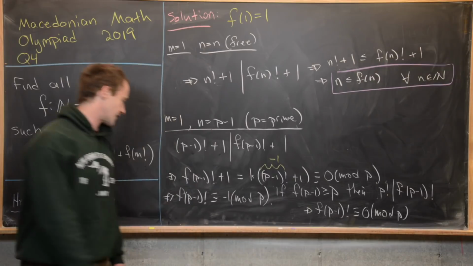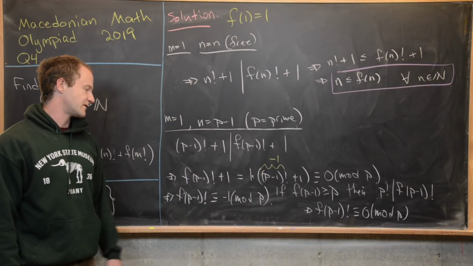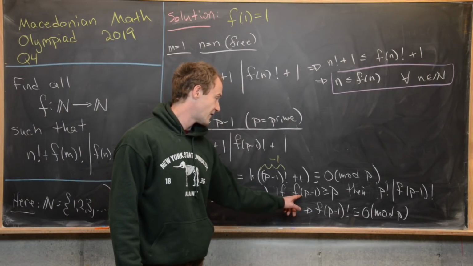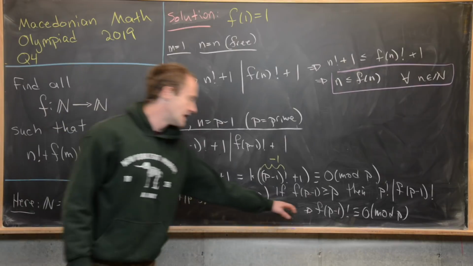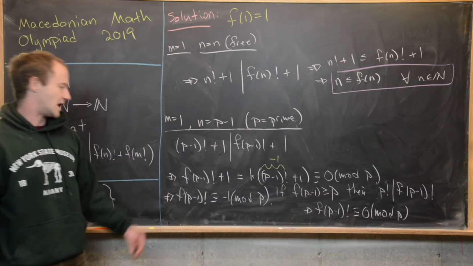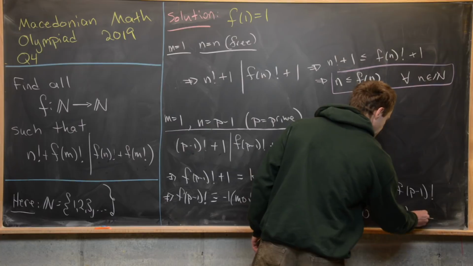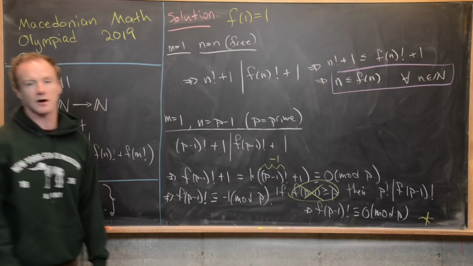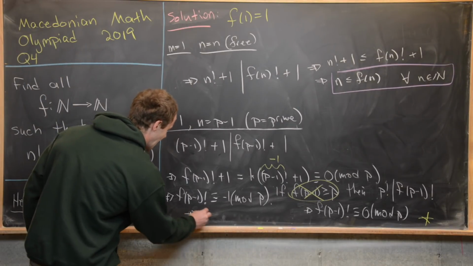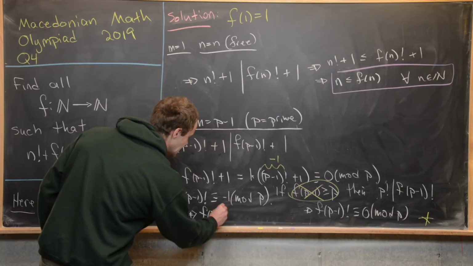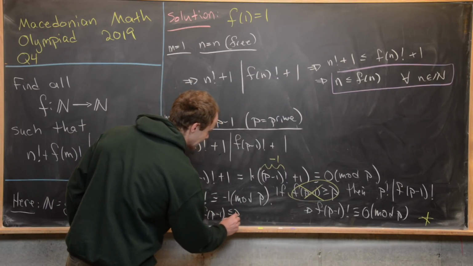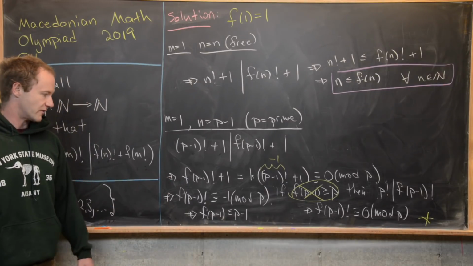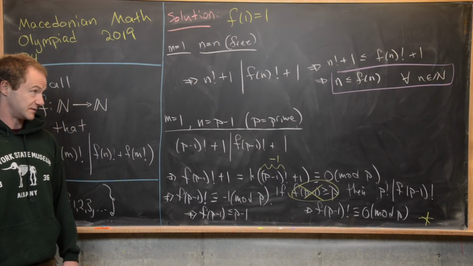So let's see what we've got over here. Here we've got f of p minus 1 factorial is congruent to minus 1 mod p, and if f of p minus 1 is bigger than or equal to p, then it's also congruent to 0 mod p, but that's going to give us a contradiction. But what do we contradict? We contradict this assumption right here, which tells us that we in fact have f of p minus 1 is less than or equal to p minus 1. Really strictly less than p, but since we're working over the natural numbers here, we can say less than or equal to p minus 1.